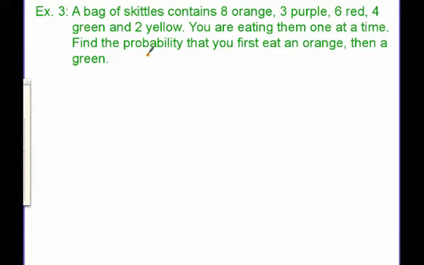It says there are 8 oranges. 1, 2, 3, 4, 5, 6, 7, 8 oranges. 3 purples. 6 red. 4 green. I guess we're using this neon green. 2, 3, 4 green. And 2 yellows. Hopefully you can see that yellow. It's kind of hard to see. All right. And it says you're eating them one at a time. And you're trying to find the probability that you're going to eat an orange and then a green.